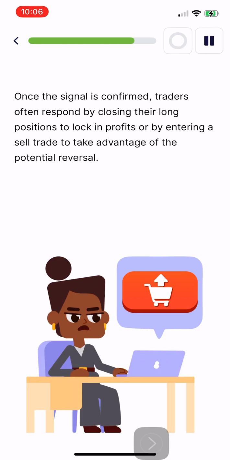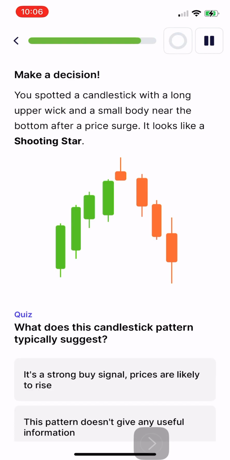Once the signal is confirmed, traders often respond by closing their long positions to lock in profits or by entering a sell trade to take advantage of the potential reversal. Quiz question: you spotted a candlestick with a long upper wick and a small body near the bottom, right after a price surge. It looks like a shooting star. What does this candlestick pattern typically suggest?